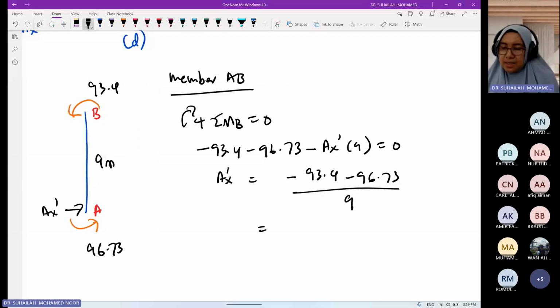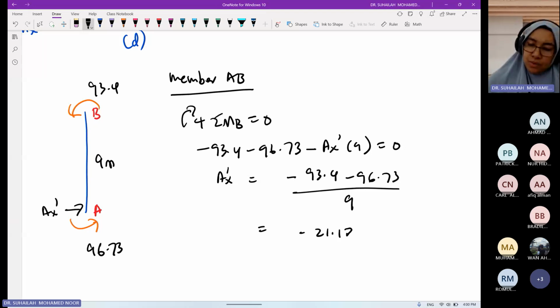The AX. It is 93.4 and 96.73 divided by 9. Sekali lagi. 93.4 plus 96.73 divided by 9. So we get negative 21.126 kilonewton. Okay, this is AX.